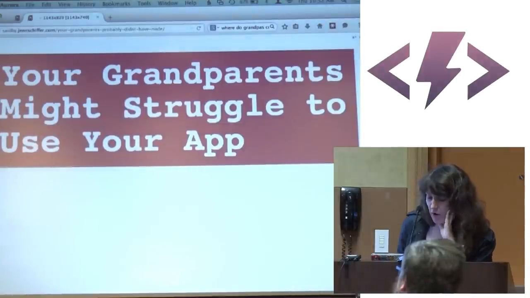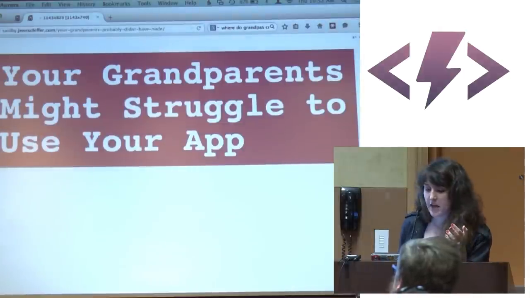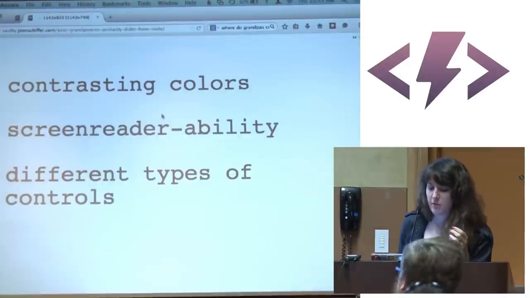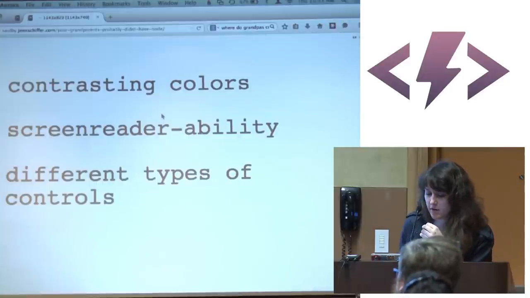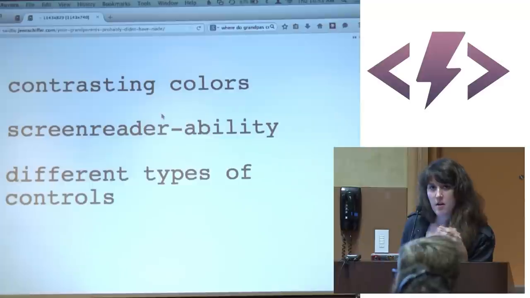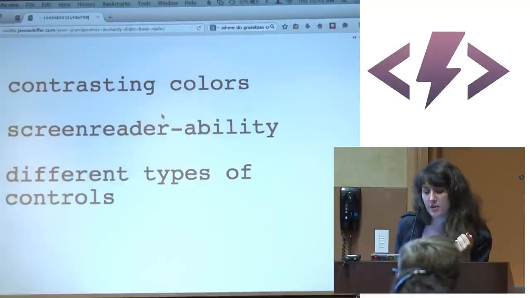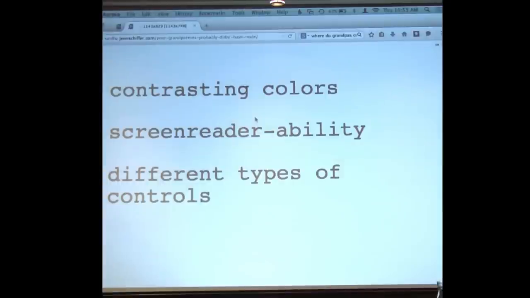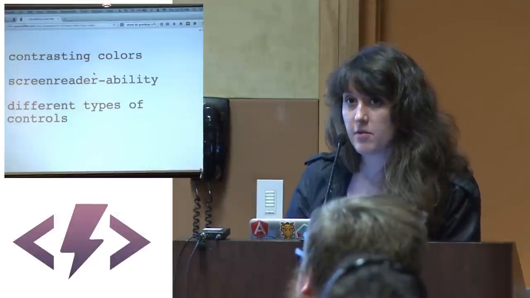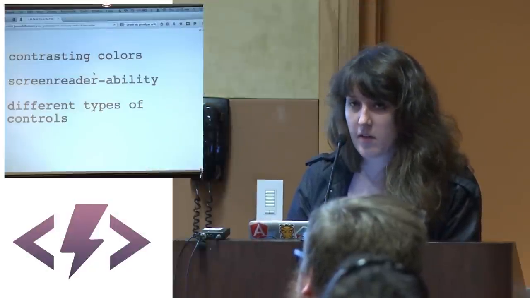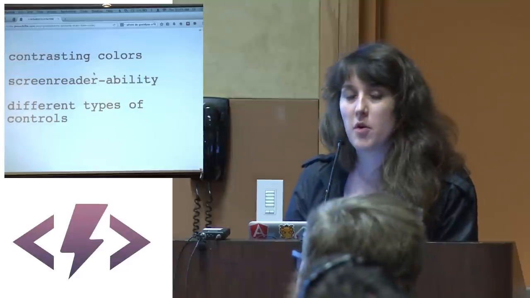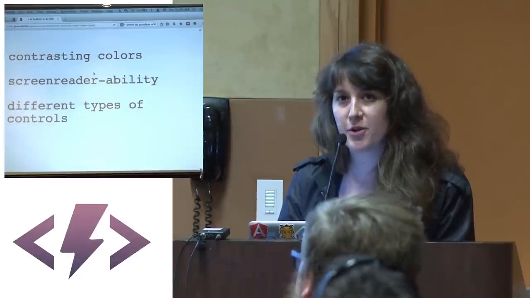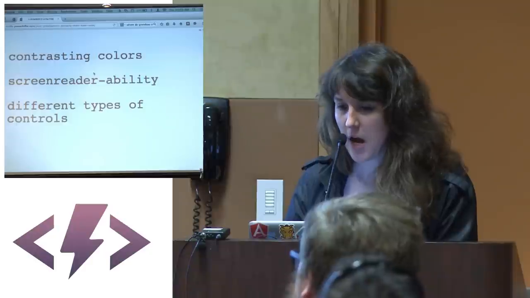And your grandparents might struggle to use your application, which is why it's important to look into accessibility. Contrasting colors, screen reader ability, how it sounds when a computer's yelling the thing back at you, and different types of controls. This is something that I struggle with, and I've been reading a lot of books on accessibility and haven't put anything to practice because it's really, really hard. I am mostly a back-end developer, front-end developer now. Accessibility is a whole other field that's really important that we all know about, and also appreciate that there are people who are really good at it and can make sure that our apps can be used.